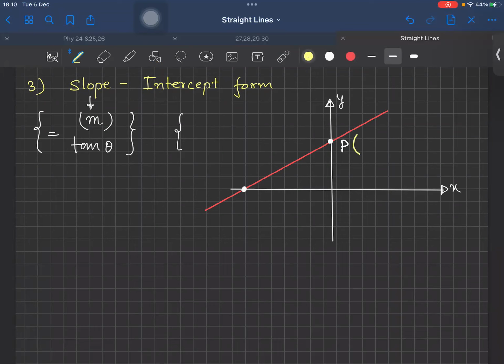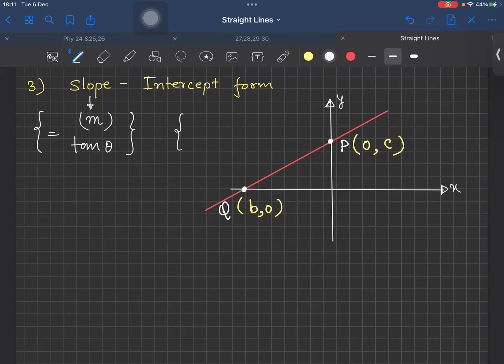Let's say 0, comma A or C. Usually we use C. 0, C, and here let's write 0, B. Sorry, B, 0, isn't it? Yes or no? Yes, sir. Okay, so let's say this is point Q.